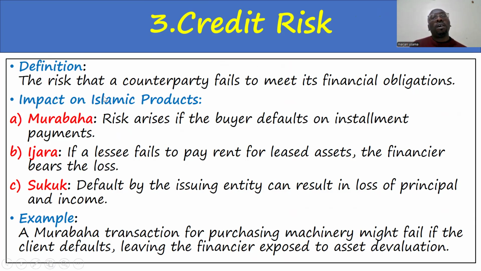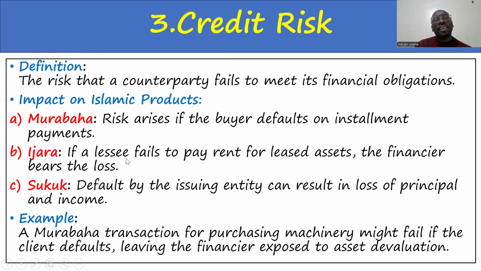So what is the impact of this credit risk on Islamic products specifically? Number one, you have the murabaha. Risk arises if the buyer defaults on installment payment. Remember, when you're talking about murabaha, it's an agreement between you and the bank. You identify an asset you want to buy, the bank is going to buy it on your behalf, and you're going to sign a contract that every month you'll be paying something to the bank. But sometimes you might default, you might not pay the bank. So who will be in the loss? The bank, of course.